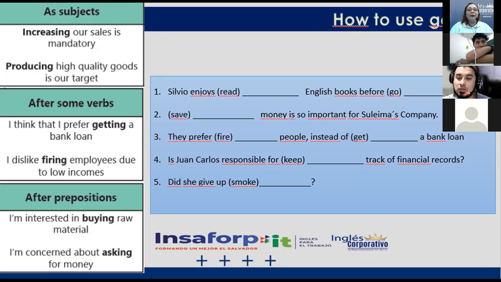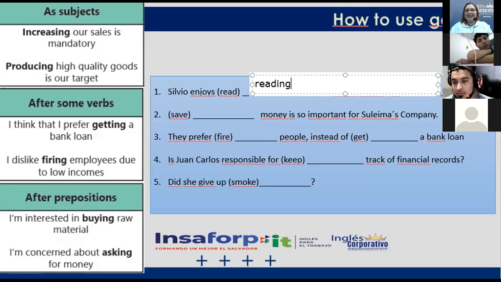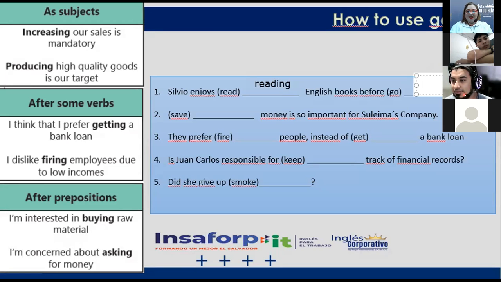Ok, let's see. Yes, Carlos Alberto, can you read number one, please? Silvio enjoys reading English books before going to bed. Okay, reading. Yes, good. Before going to bed. Okay, before, aquí en este caso, pues no es un adverbio, ¿verdad? La función que está cumpliendo es una preposición. Okay. Vamos a ver.